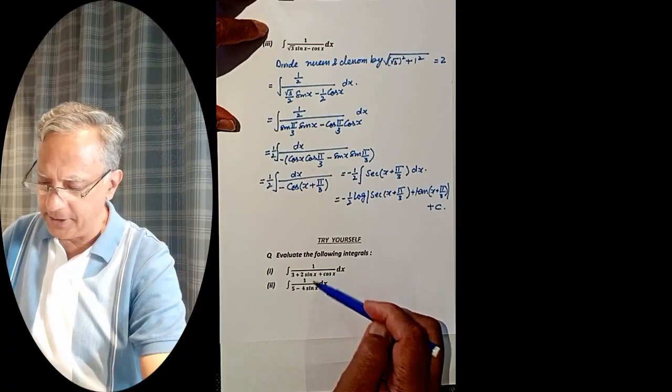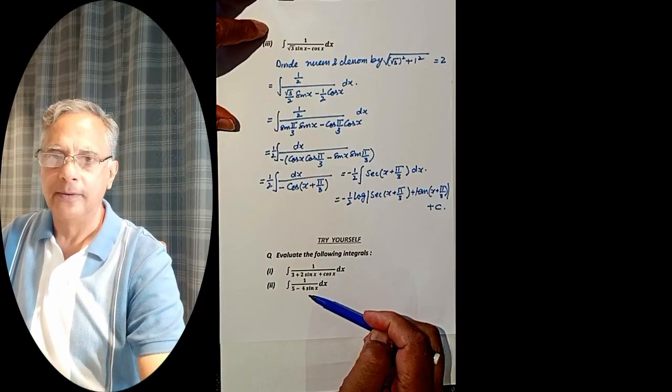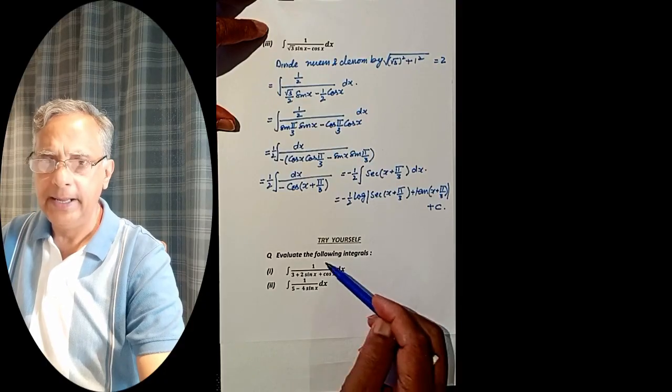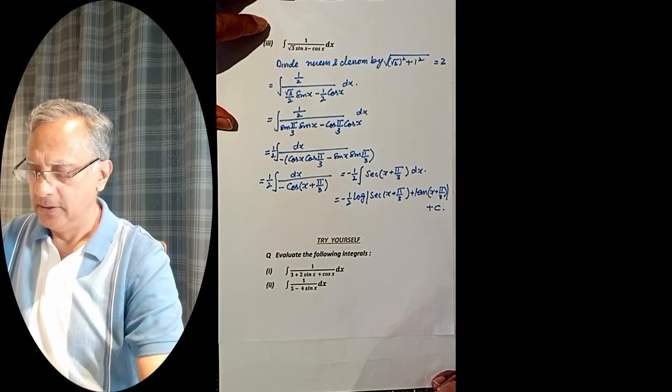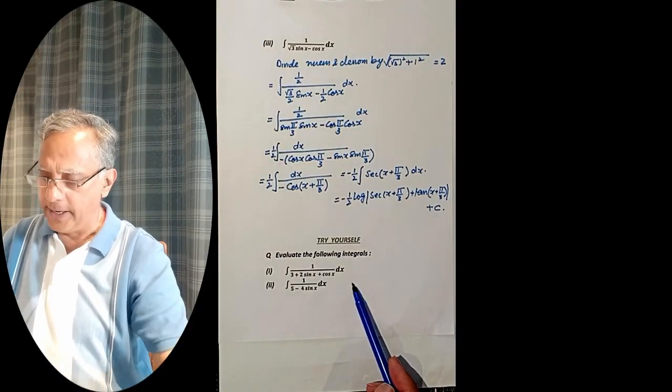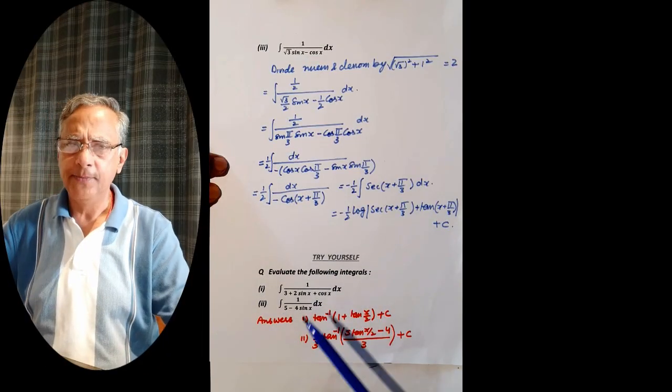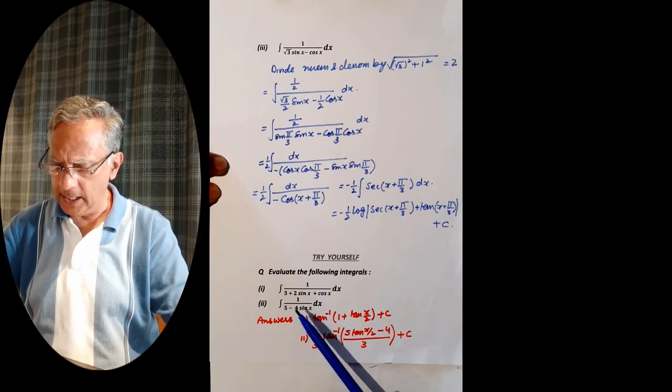Now you can try these questions yourself. Substitute tangent x by 2 equal to t and simplify. We are providing the answers.